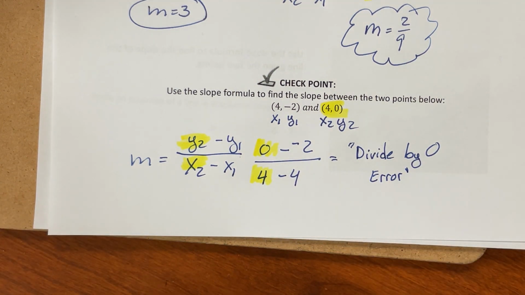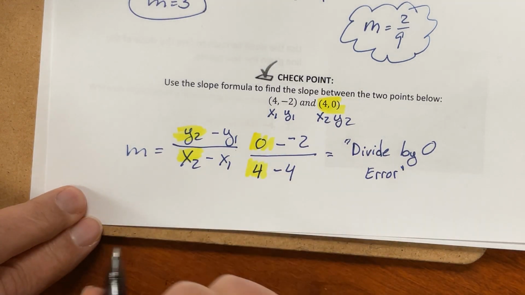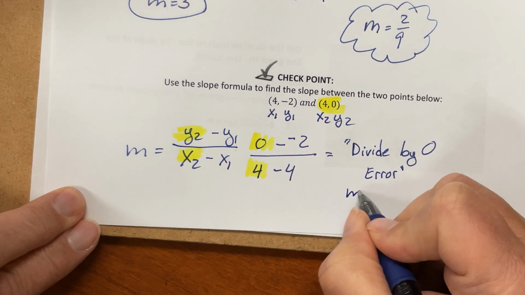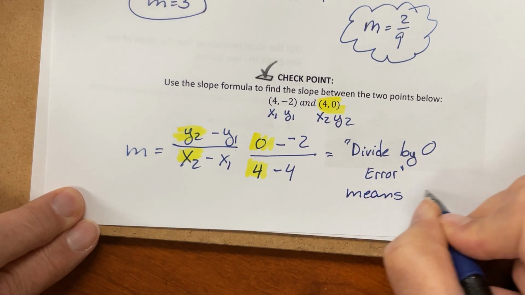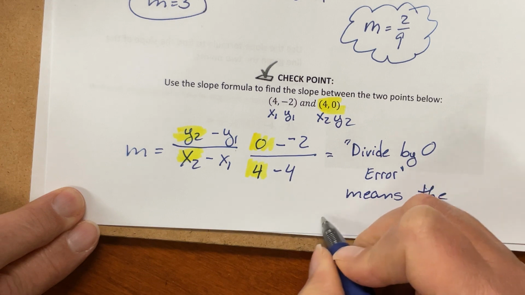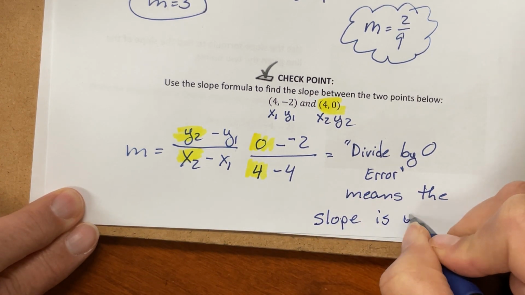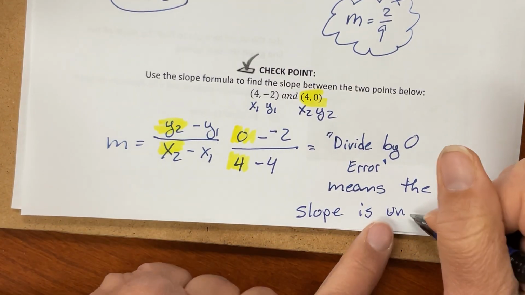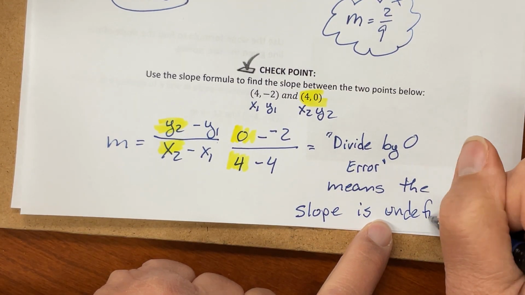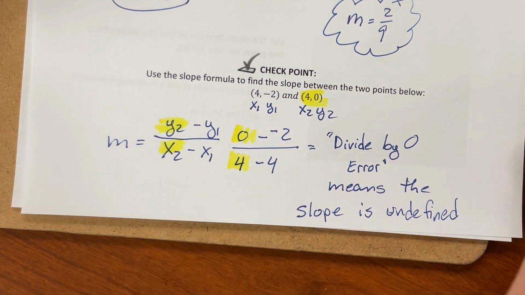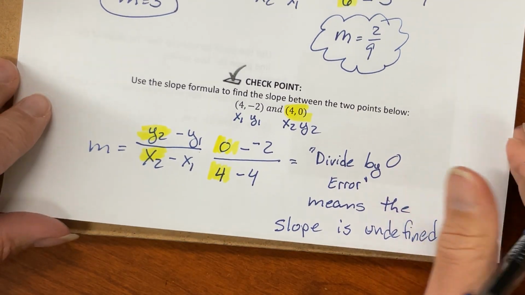And what does that mean, divide by 0 error? Do you remember? It means the slope is undefined. Okay, so this means the slope is undefined. The slope is undefined. That's going to keep coming back a lot. Okay, let's try the next page. The next page is practice.